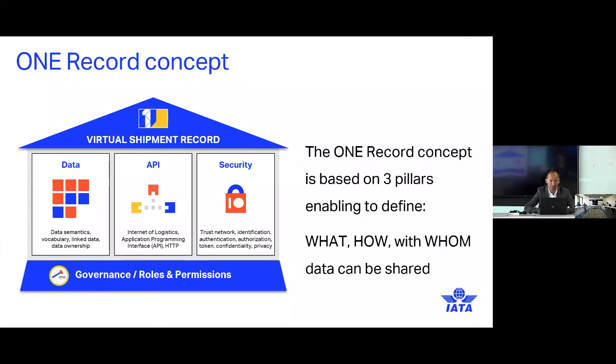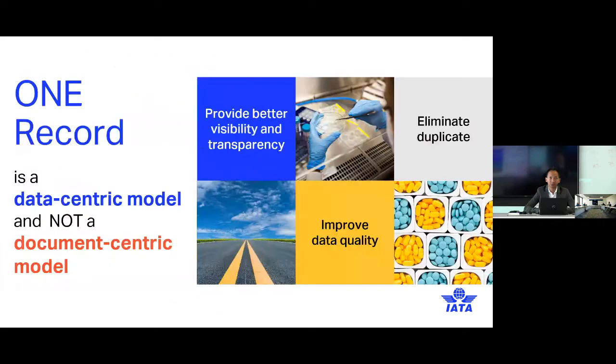The second one is how we want to share these data elements, and it's going to be done through APIs. And finally, the last one is with whom I want to share my data in a secure manner, and it's going to be done through the security. The One Record standard is a data-centric model, as opposed to the current one, which is a document-centric model. It will provide more visibility and transparency for the different stakeholders. It will improve the data quality, removing any redundancies or mistakes. And it will eliminate all the duplicates that we can have from the different documents that we handle today.